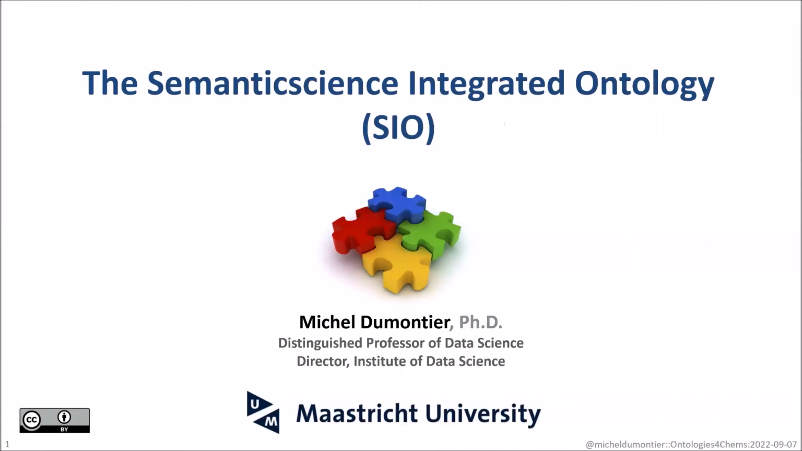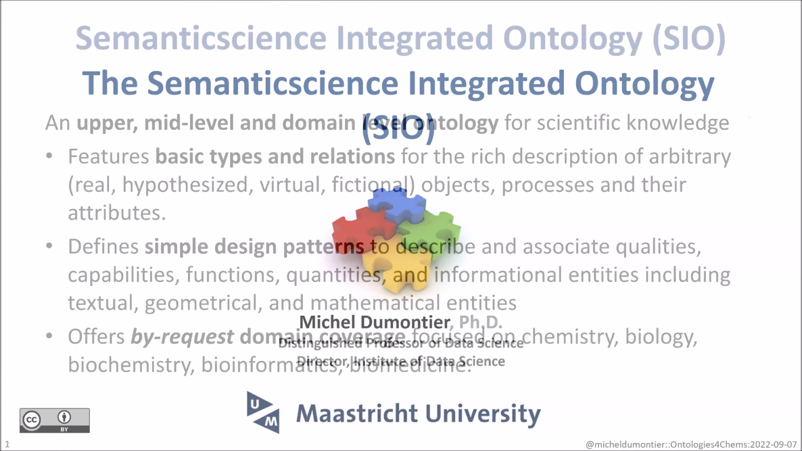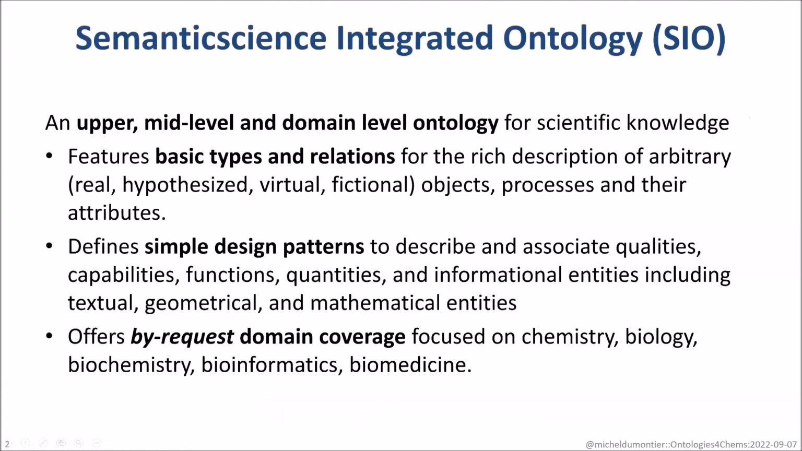All right. Hi, everybody. My name is Michel Dumontier. I maintain an ontology called the Semanticscience Integrated Ontology. This ontology is a general purpose ontology. It consists of an upper level as well as some elements of mid-level and domain-level specific concepts and relations. But I think one of the major aspects about it is that it has fundamental types to organize knowledge across different domains, and also a set of reusable relations across those domains.